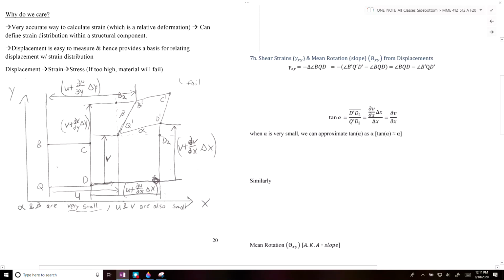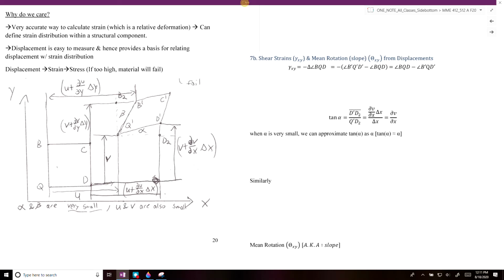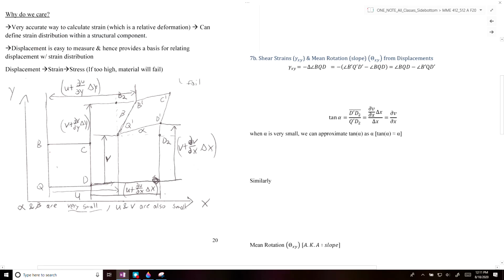So we can also use displacements to calculate the shear strain and the slope within any point of a rigid body. So again, we're starting off with an undeformed element QBCD, and we're looking at after we apply a stress, we form an element Q prime, B prime, C prime, and D prime. Okay, so from these elements, we can calculate the shear strain.